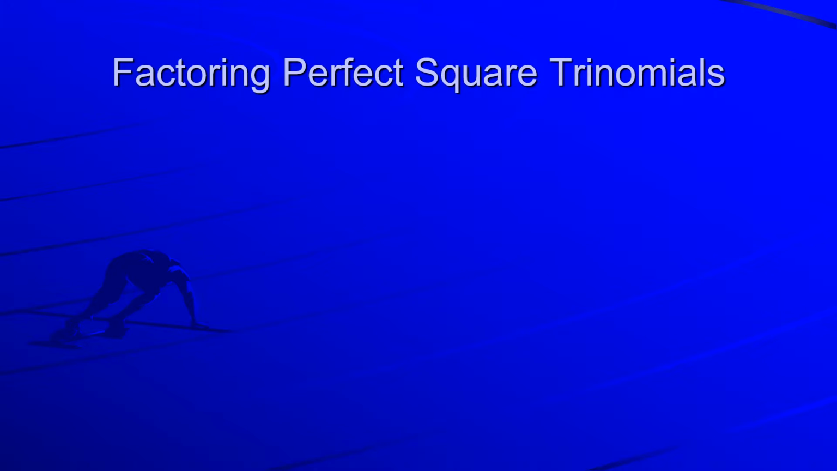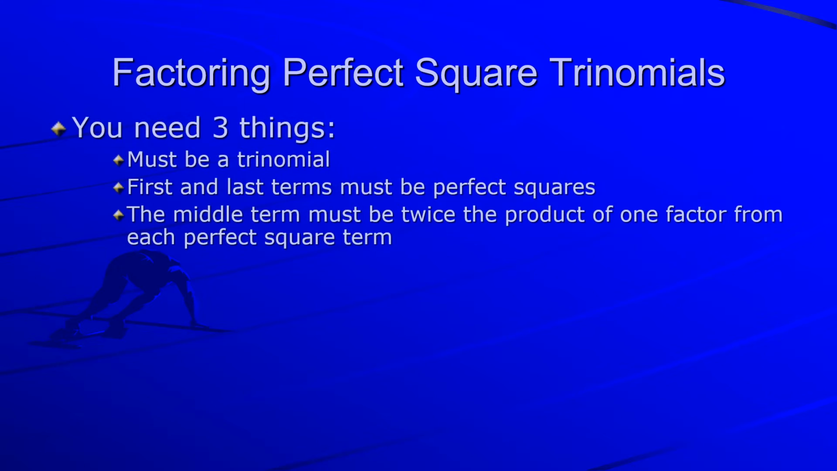So here's how to factor perfect square trinomials. The first thing is you have to have three things. It must be a trinomial, which is three terms. The first and last terms must be perfect squares. And the middle term must be twice the product of one factor from each perfect square term.